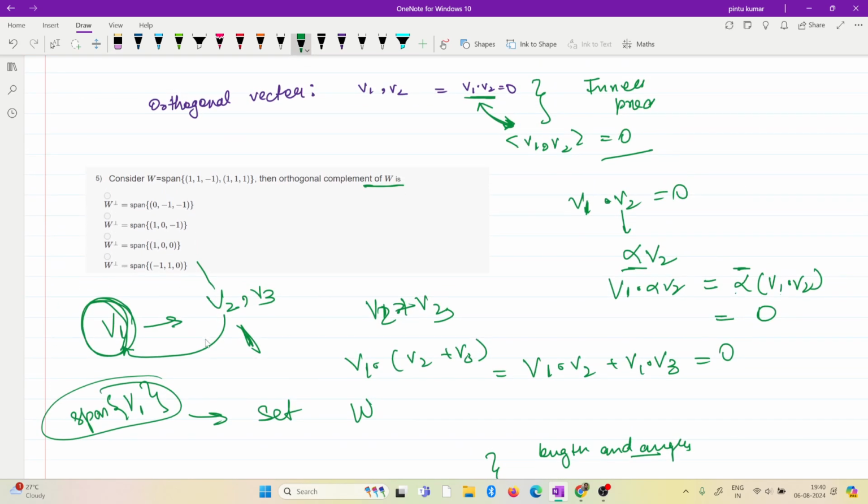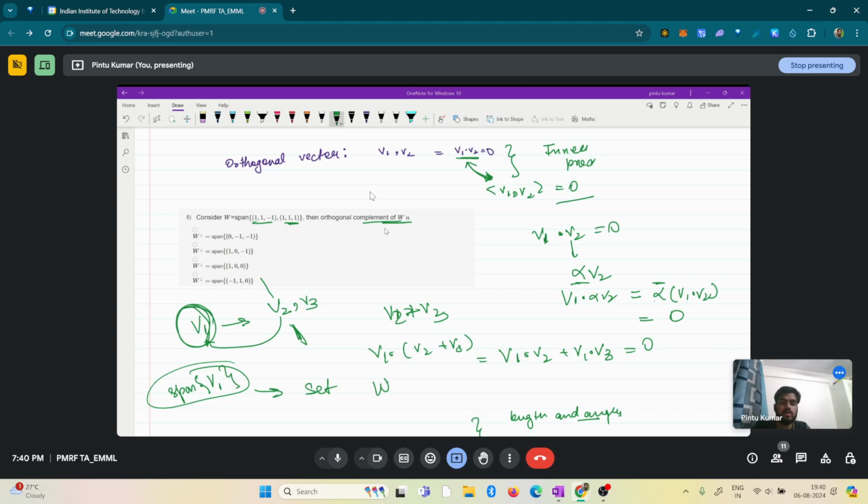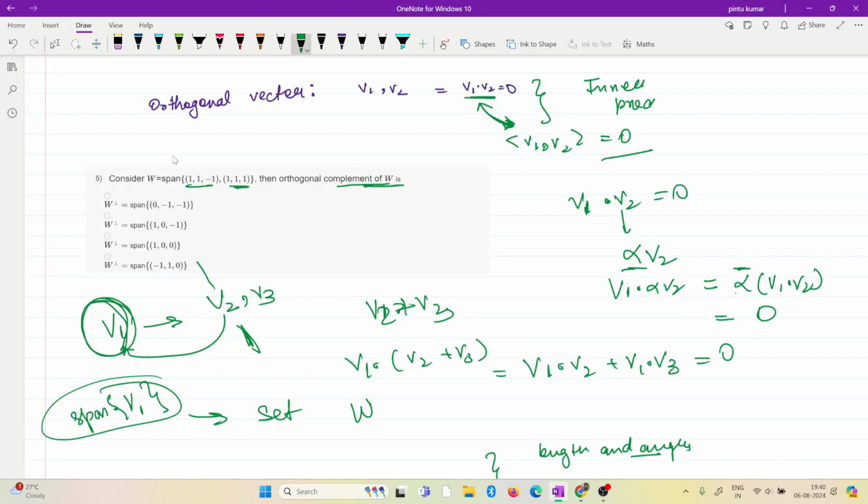Okay. So you are given a set that is the span of this and this. And you want to find the orthogonal complement of W. So how do you obtain it? You have to look for a vector which is orthogonal to this plus this. Then if it is orthogonal to both these vectors, then it would be orthogonal to any vector in this particular span, right?